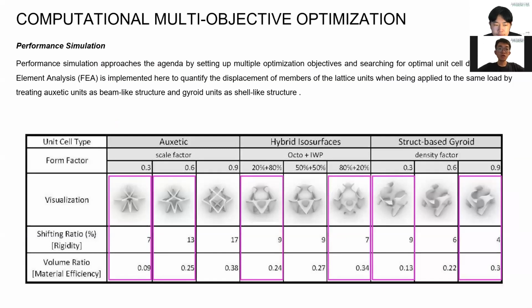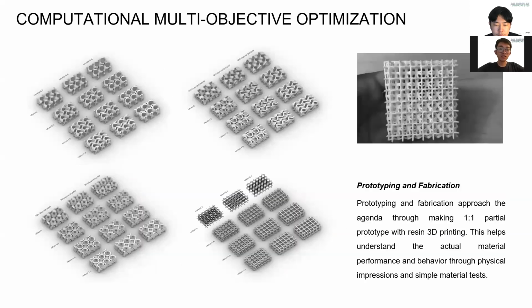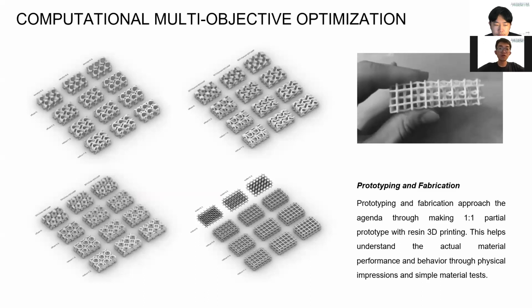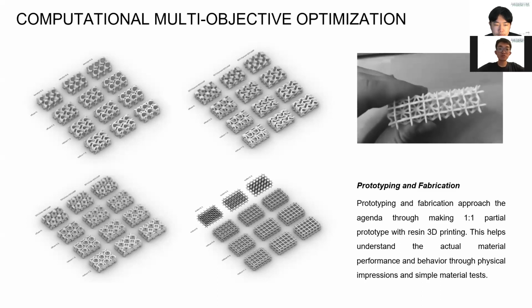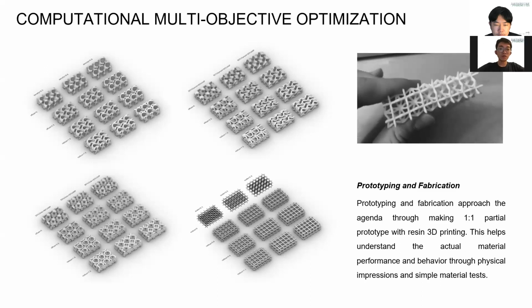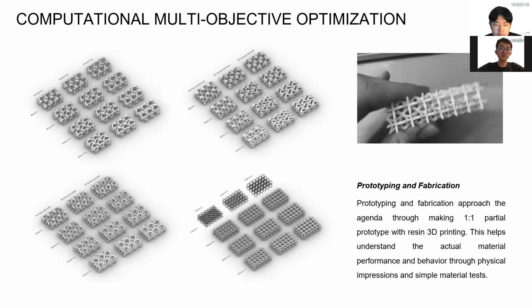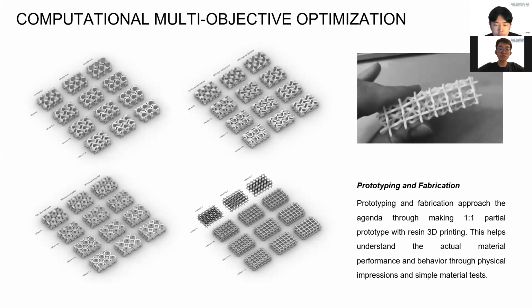In our computational multi-objective optimization phase, design space exploration approaches the agenda by making iterations with selected design variables. We control form factors of the lattice system and focus on performance of the lattice unit with two variables: the internal form factor, which is the scale ratio for compactness, and member diameter for the sake of manufacturing feasibility. Performance simulation approaches the agenda by setting up multiple optimization objectives and searching for optimal unit cell design. We treat auxetic units as beam-like structures and gyroid units as shell-like structures. Finite element analysis is implemented here to quantify displacement of members of the lattice units when being applied to the same load.